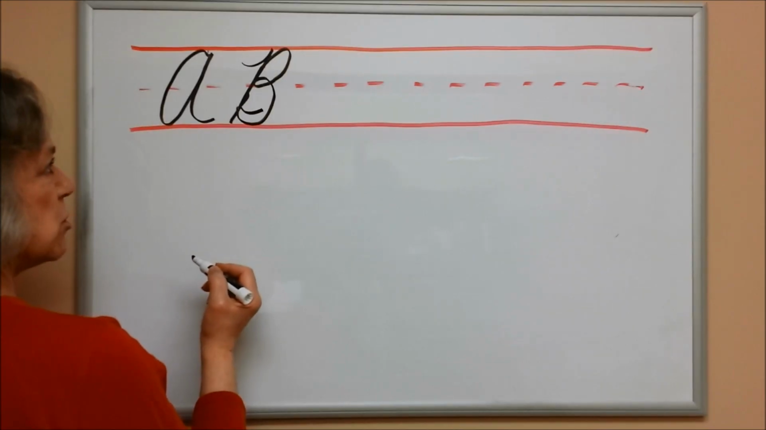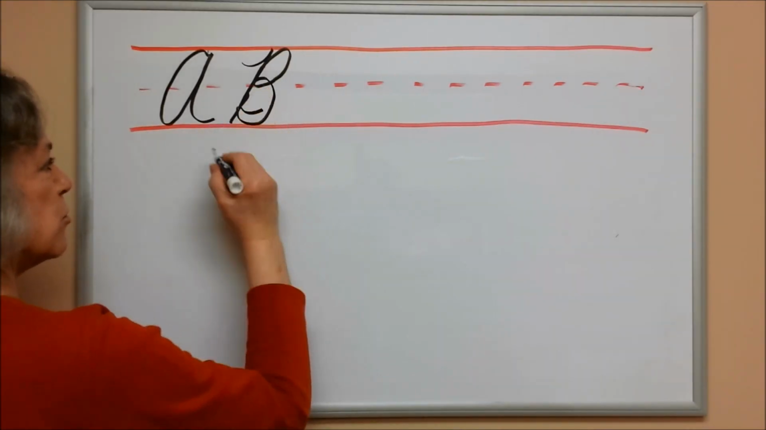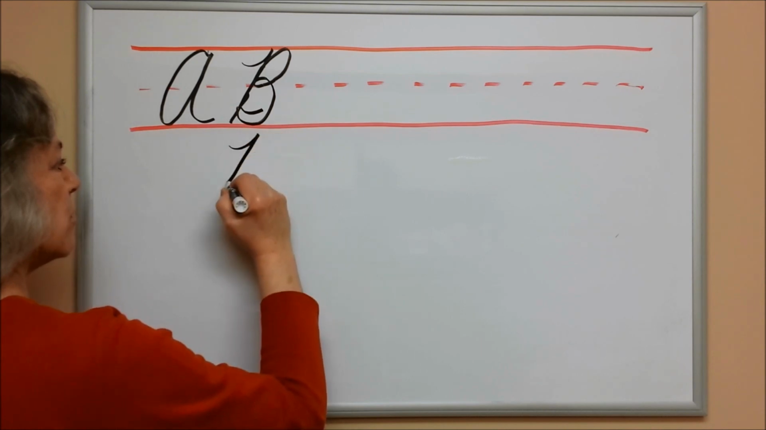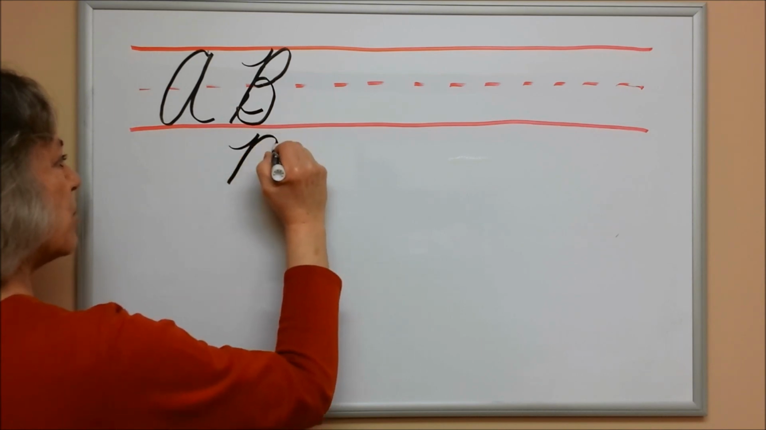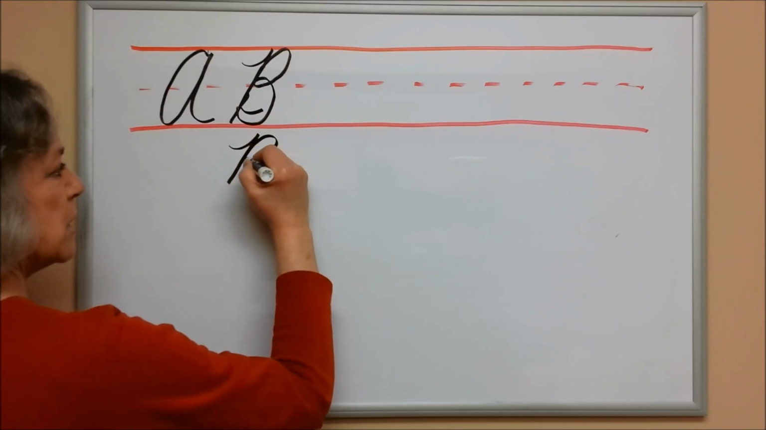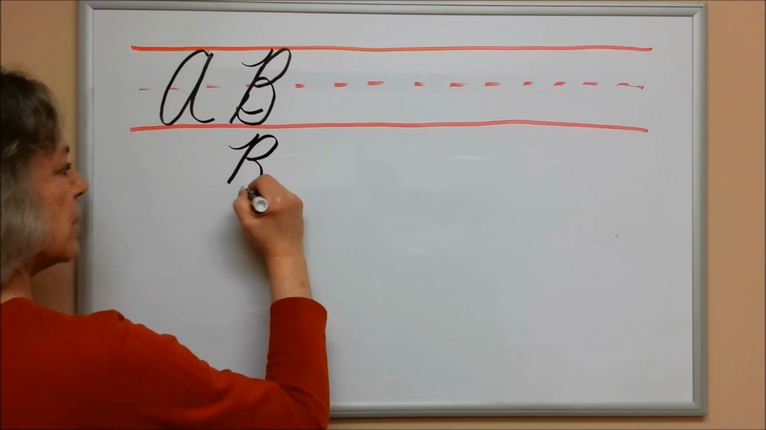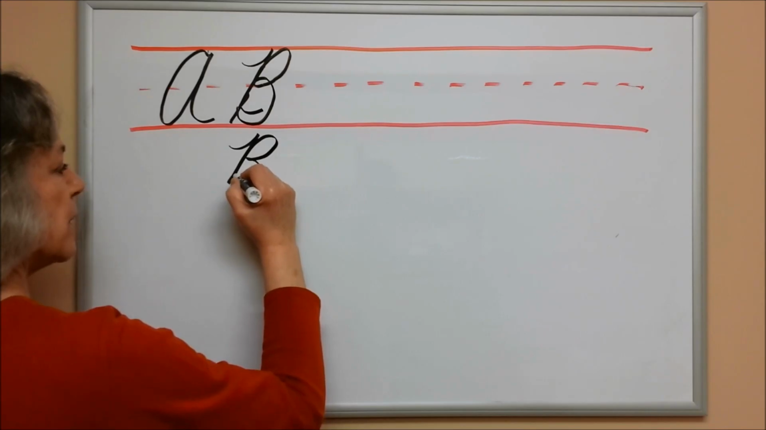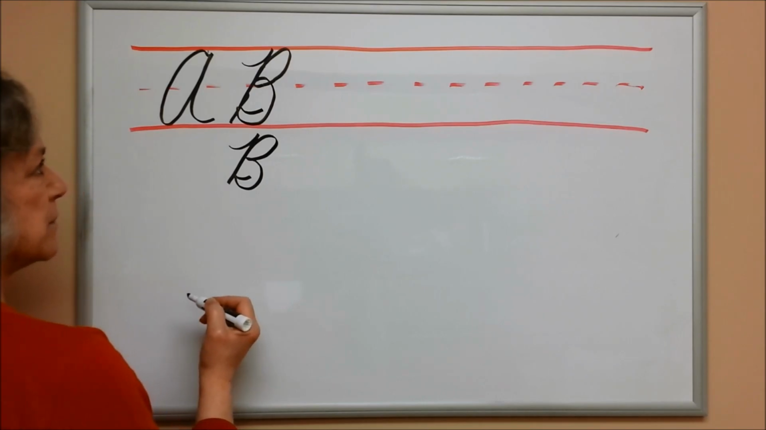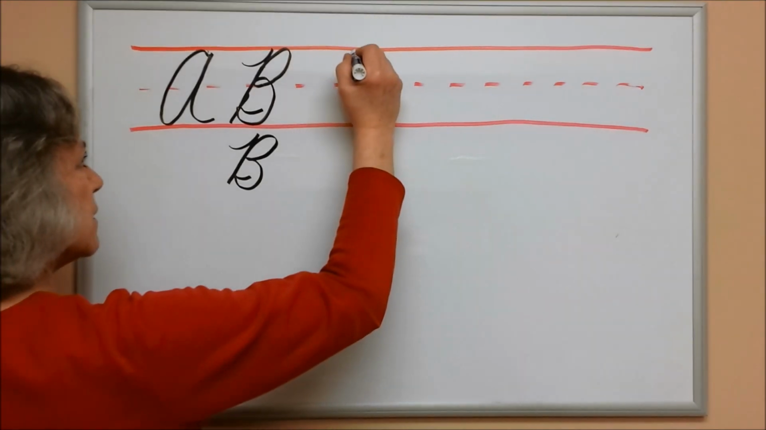Now, a less traditional style would not have this loop. I still go up, down, up for the top loop, and instead of making a loop right here in the middle, I'll just come back down and make the bottom. And then again, I go in this little piece here. That's a capital B.